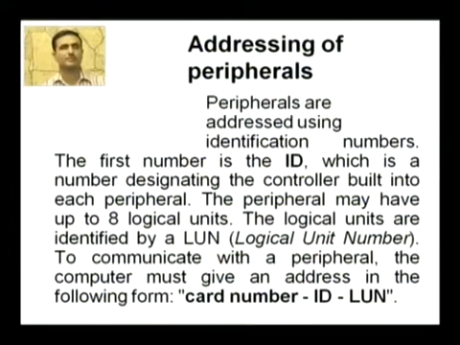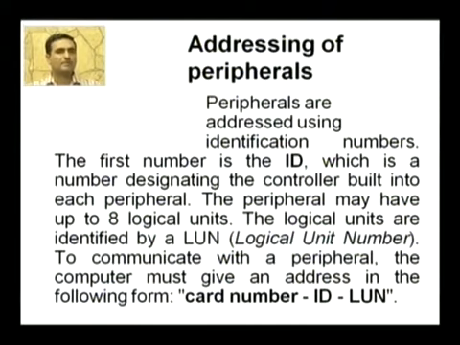Next topic is the addressing of peripherals. In a SCSI interface, peripherals are addressed using identification numbers. The first number is the ID, which is a number designating the controller built into each peripheral. The peripheral may have up to 8 logical units. These logical units are identified by a logical unit number.